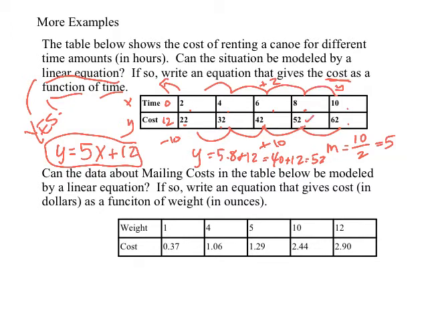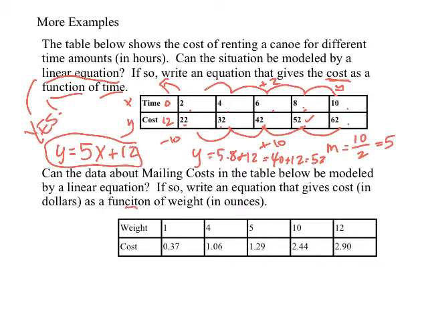Bingo. Input of 8 gives you 52. I know I did a good job. All right, next one. Can the data about mailing costs in the table below be modeled by a linear equation? If it can, write an equation that gives cost in dollars as a function.